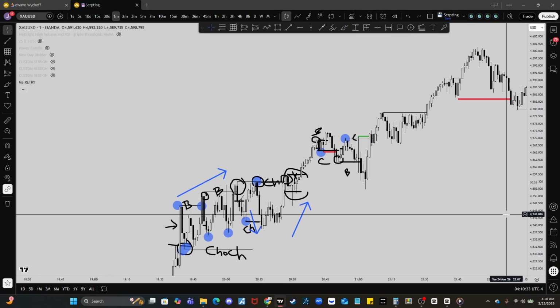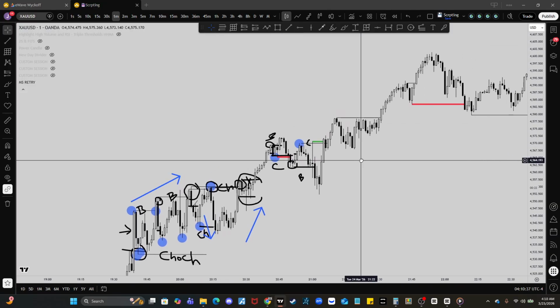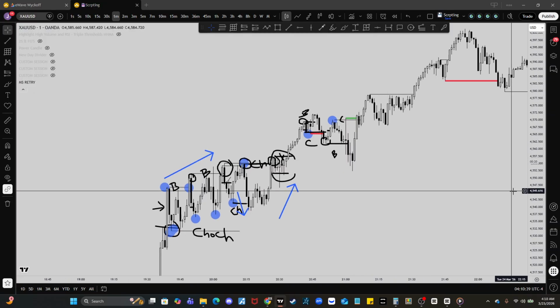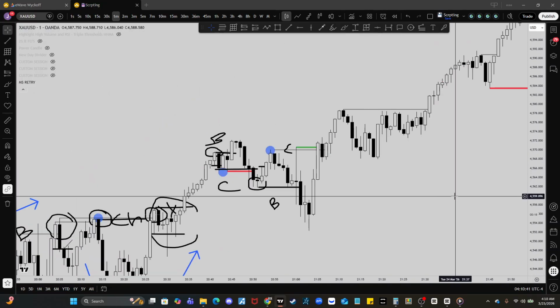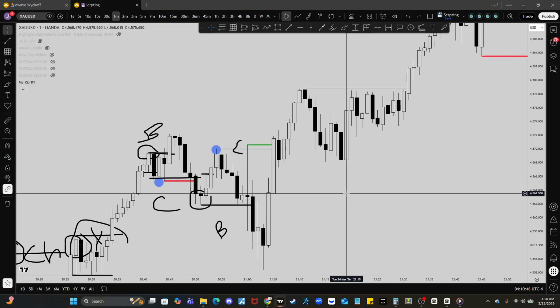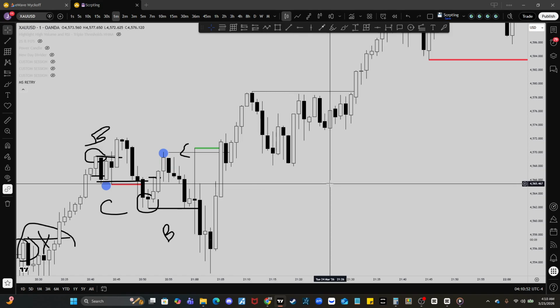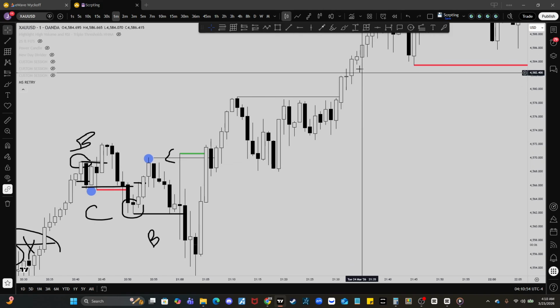You need to pick which you want to pick: support and resistance, highs and lows, or supply and demand. All these are structures, but the part that really matters is that you pick one. You can pick a structure as long as it aligns with whatever strategy you want to use.